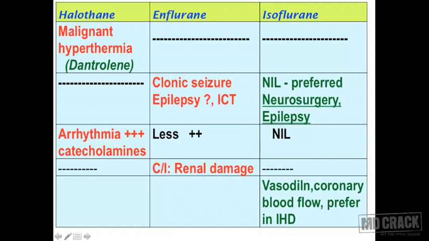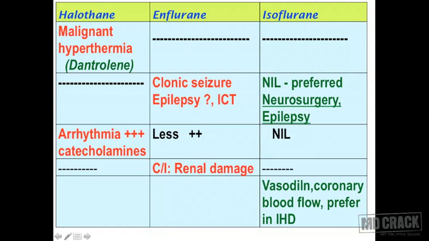But if you put isoflurane in front of enflurane, isoflurane is much better. It doesn't precipitate any seizures, it doesn't lead to increased intracranial tension, and this is why isoflurane is a preferred general anesthetic if the patient is to go for a neurosurgery or if the patient is a patient with epilepsy.